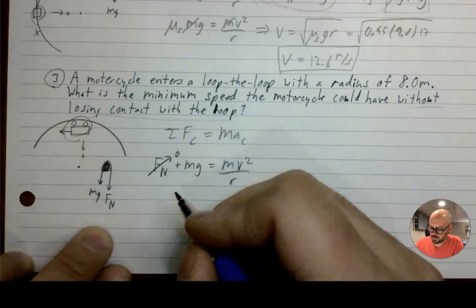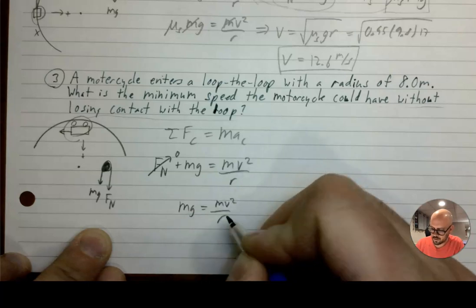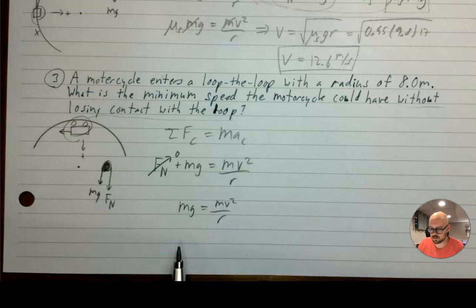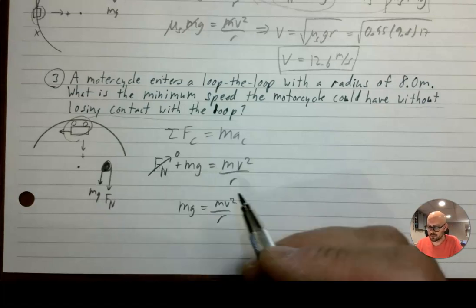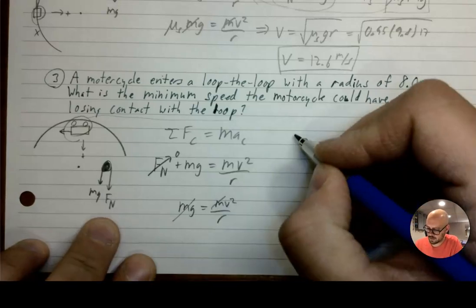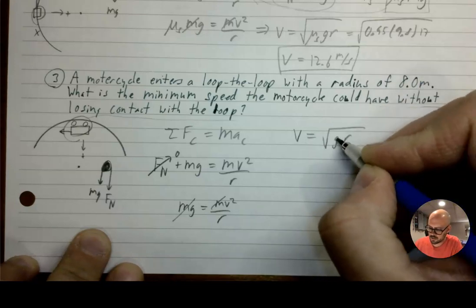Now we're left with mg equals mv squared over r. Now, if the normal force was there still, I couldn't cancel mass. But because we set the normal force equal to 0, I can now cancel mass. And my speed that I can travel is the square root of g times r.